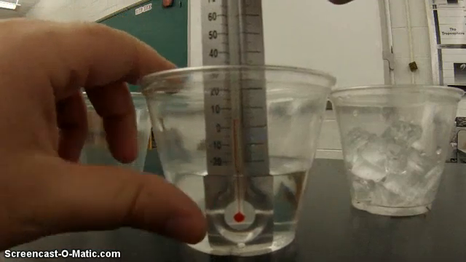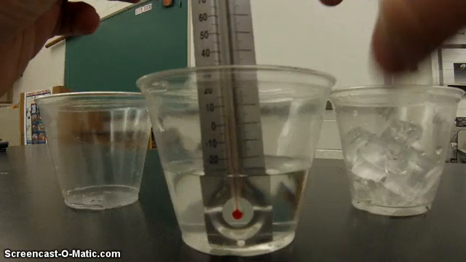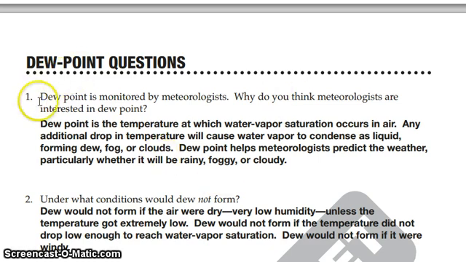And in this case, since we don't get any dew to form, we've calculated then that the dew point in the classroom is about 5 degrees Celsius. We also had a worksheet that went along with the dew point and what the importance of the dew point was. So we have some of the questions here.